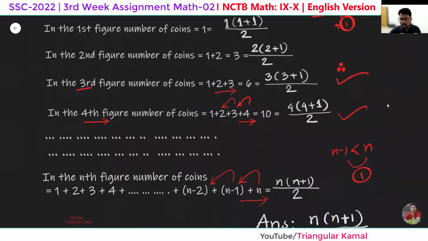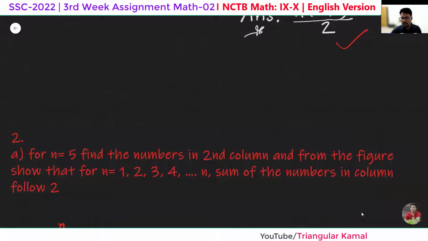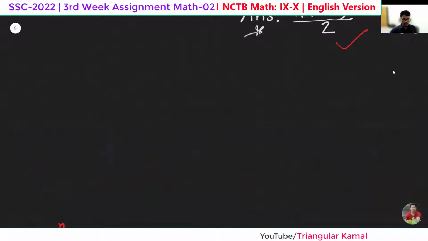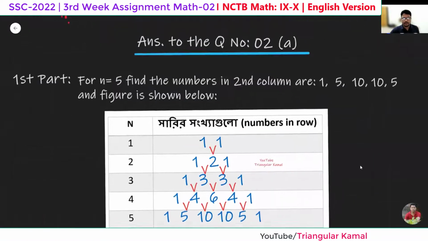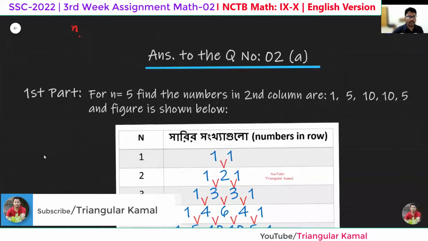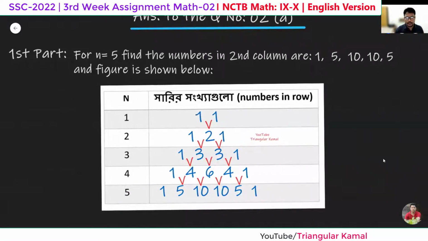This is question A. Now, this is the question part A. In the first part, for n equals 5, find the number in the second column. Let's review here.